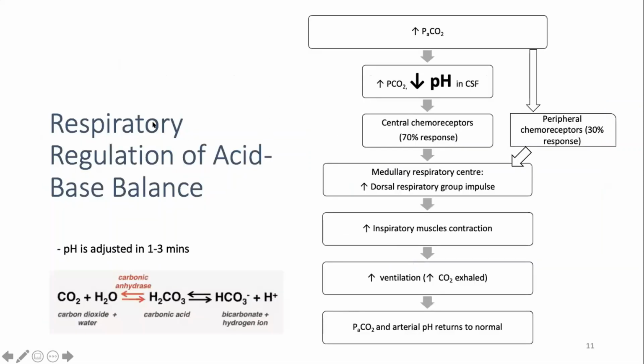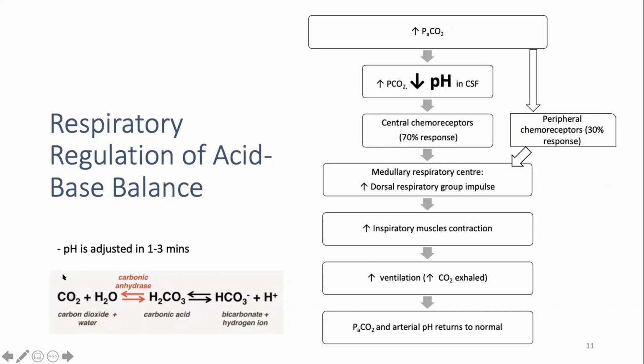So let's first look at the respiratory regulation of the acid-base balance. Okay, usually in the respiratory regulation, the pH can be adjusted as quickly as within 1 to 3 minutes. The respiratory regulation of acid-base balance mainly involves the carbon dioxide, specifically the arterial partial pressure of the carbon dioxide.